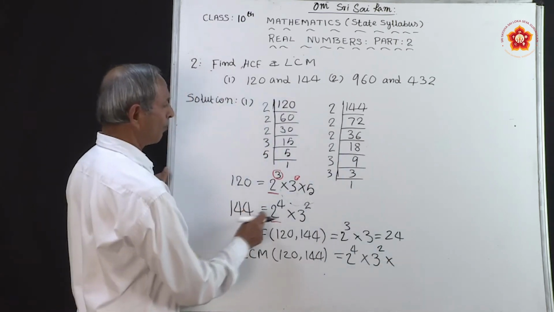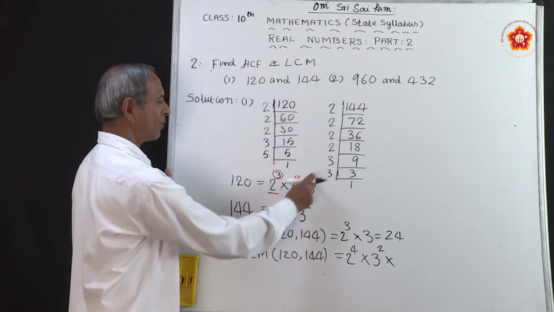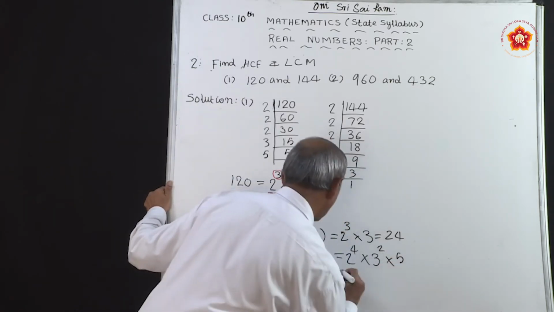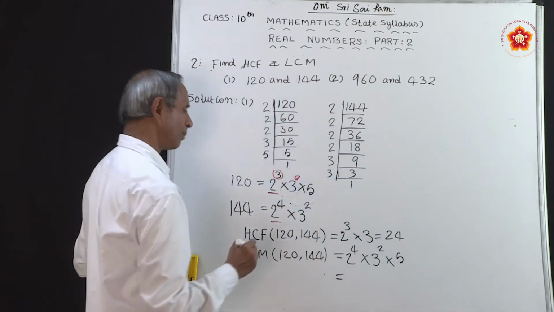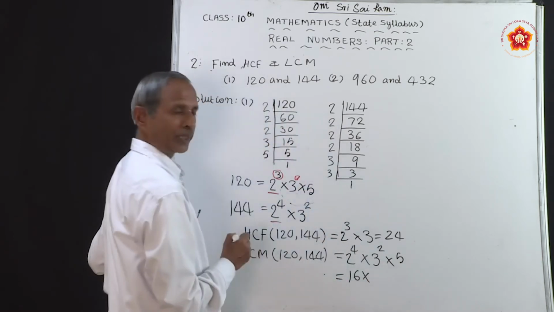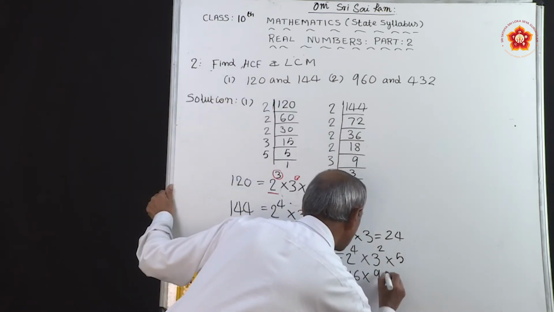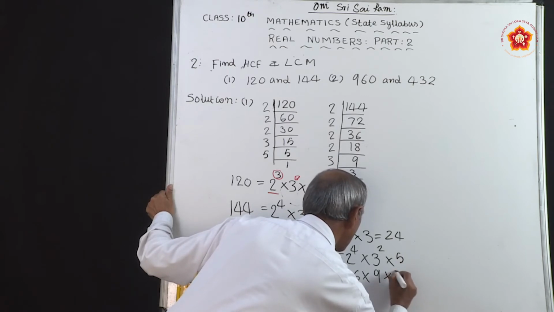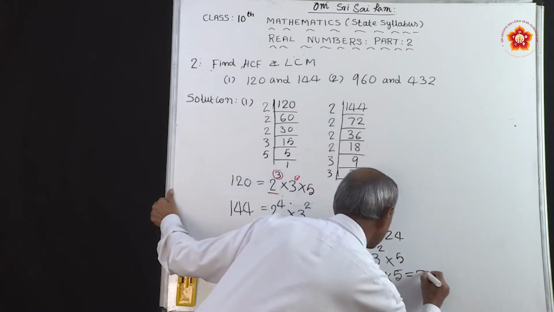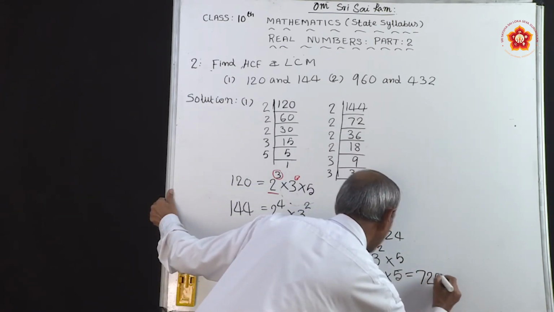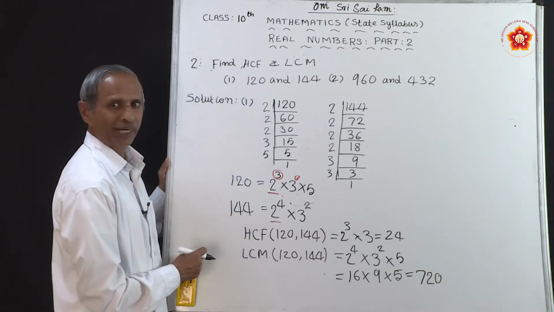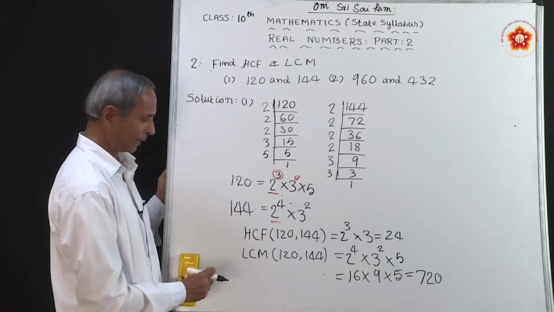Now, the uncommon factor also you have to add for the LCM. Here 5 is the uncommon factor, so you add 5 also. Then multiply: 2 to the power of 4 becomes 16, into 3 square becomes 9, into 5. All you have to multiply, and the final answer will come 720. Therefore, the LCM of 120 and 144 is equal to 720.